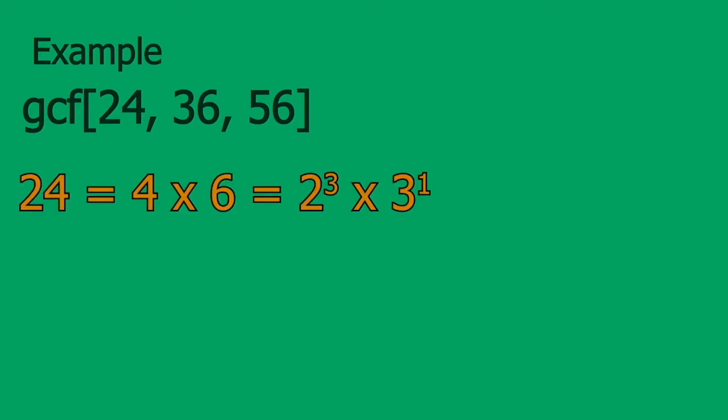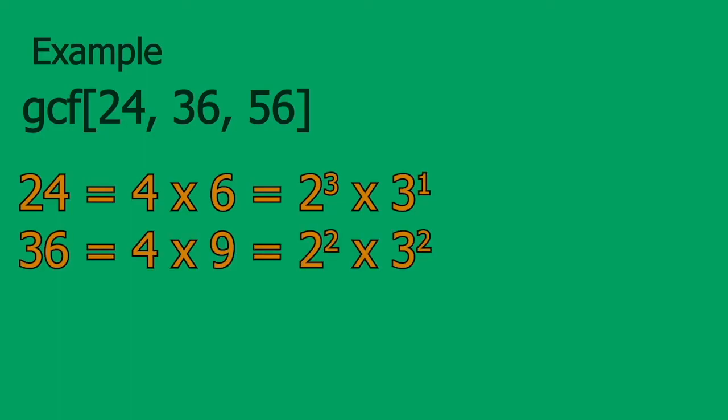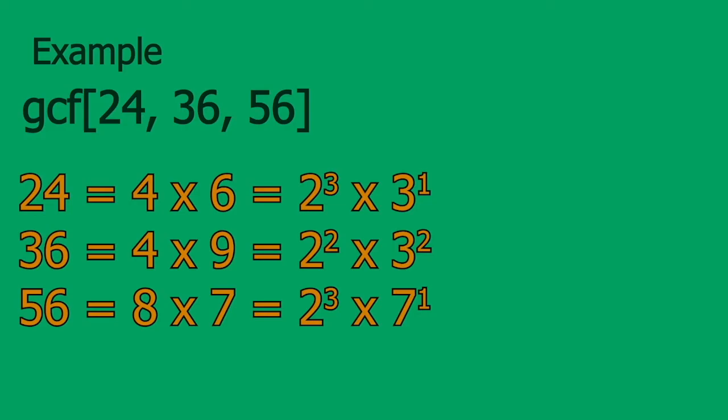24, when we break it down into its prime factors, is what? 4 times 6, which is basically 2 to the third power times 3. 36 is what? 4 times 9, which is basically 2 squared times 3 squared. Well, 56, if we break it down, is just 8 times 7, which is 2 to the third power times 7. Great. Now we're going to compare, once again, all of its individual prime factors.